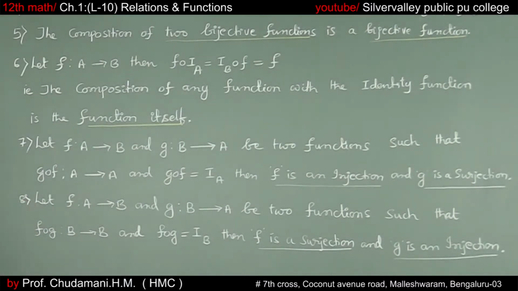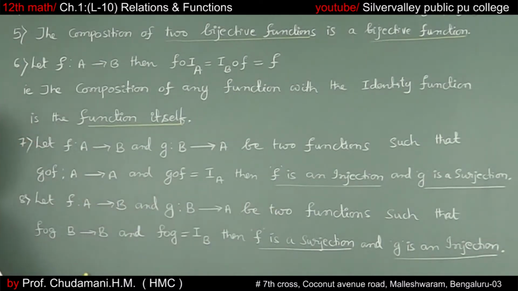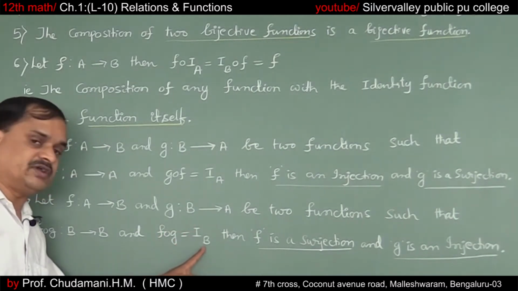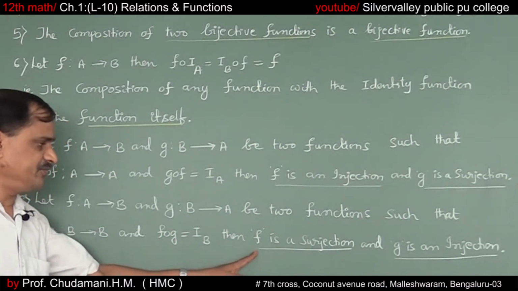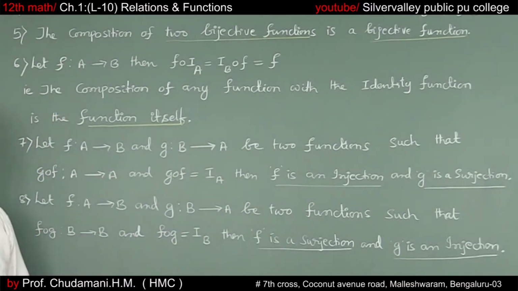The eighth one, let f from A to B and g from B to A be two functions such that composition of f and g is from B to B, and composition of f and g is identity function on the set B, then f is surjective and g is injective.